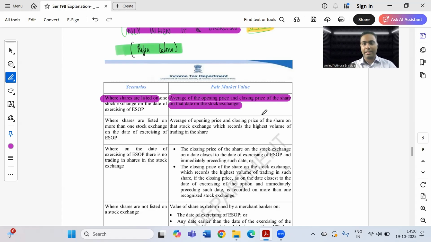Let's take a company like ITC. Let's say ITC is only listed on NSE for assumption purposes. In that scenario, we have to take the opening price plus closing price on NSE divided by 2 on the date of exercise. I hope that is clear.